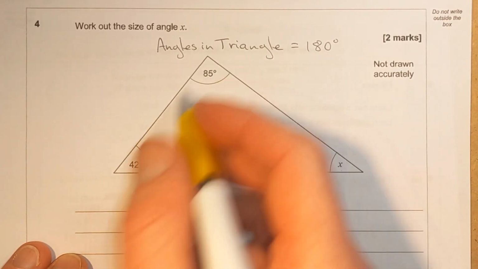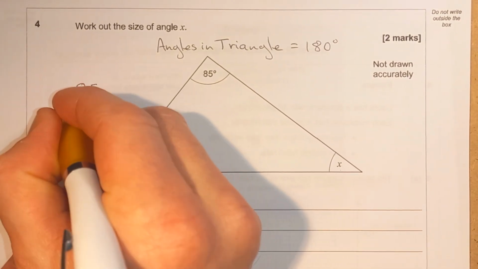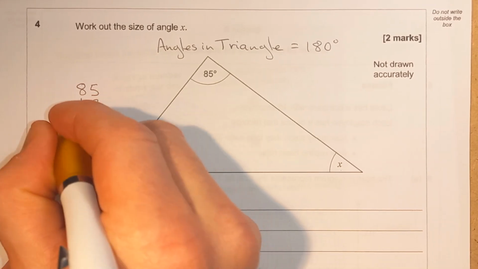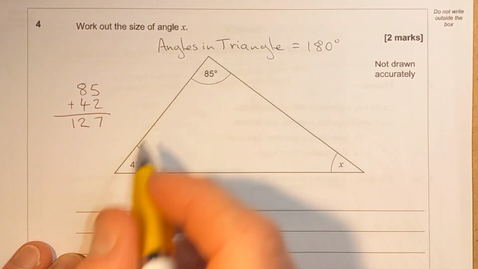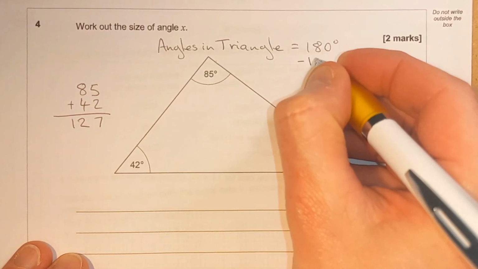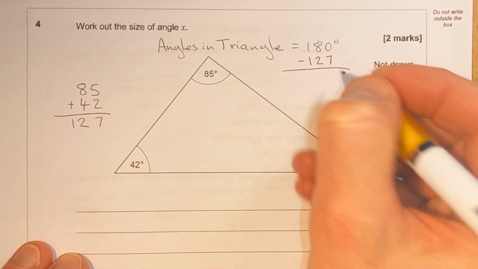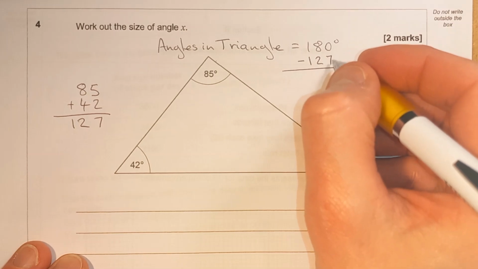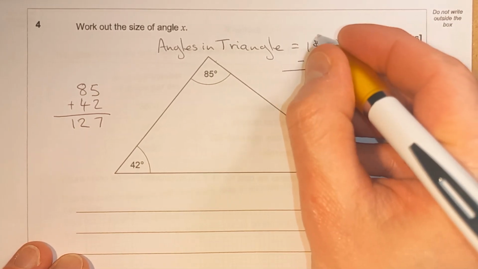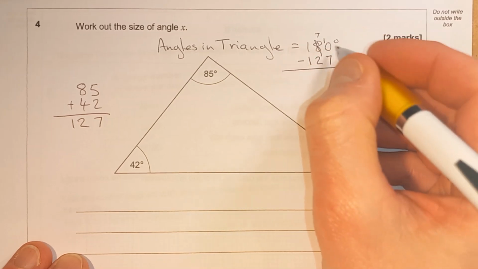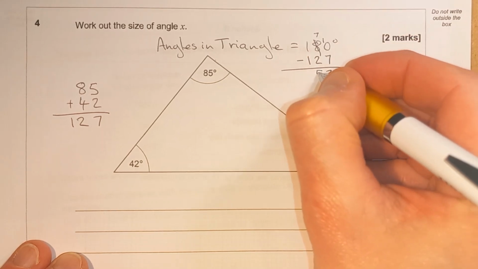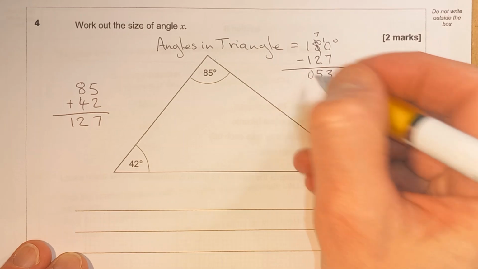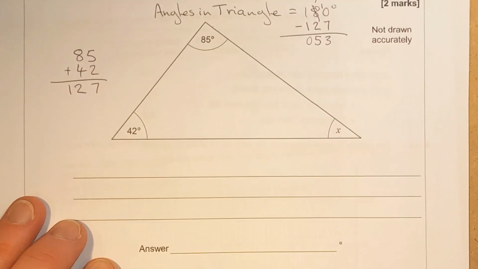We could take one away at a time. What I'm going to do is add them together first and then take them off in one go. So 5 plus 2 is 7, 8 plus 4 is 12. So that's these in total. So now we can take that answer, 127, away from the 180. 0 minus 7, well, we can't take 7 away from nothing. So we reduce the 8 to a 7 and give 1 over here to make it 10 minus 7. So 10 minus 7 is 3. 7 minus 2 is 5. 1 minus 1 is nothing. So our answer there is just 53 degrees.